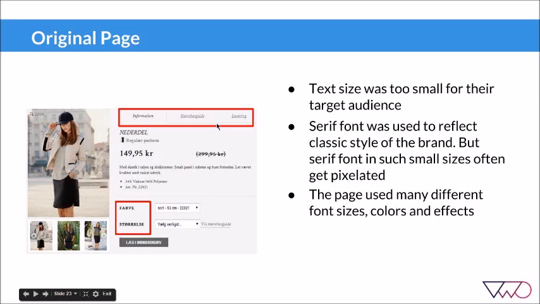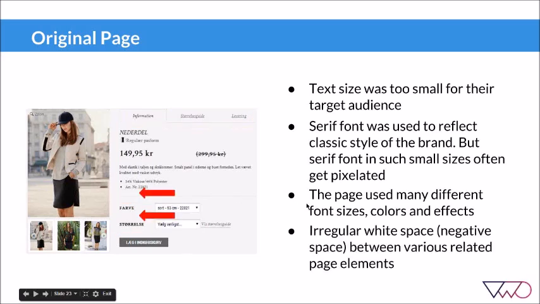The page used many different font sizes, colors, and effects. For example, you'll see over here, this text is italicized, again italics, regular text, bolded text again over here. And finally, there's irregular white space between various related page elements. For example, there's a little divider over here which has irregular space between the text and the divider. And as you'll see over here, there is space between these two pieces of text that is not similar to other white space on this page.